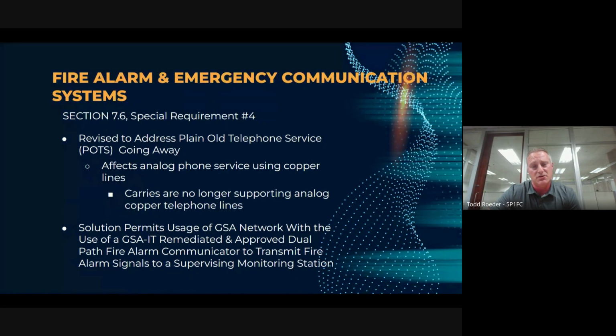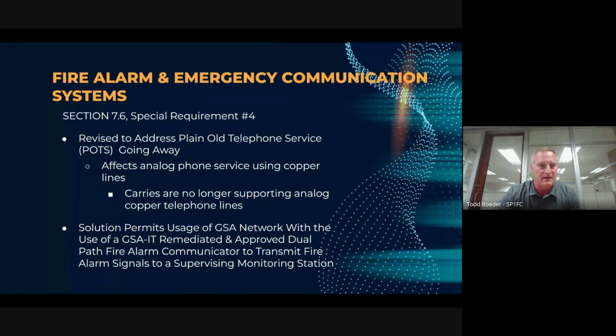One side note associated with the dual path communicator, currently the only equipment that is approved through GSA IT is a Bosch B465. That's been through a series of multitude of tests. It's my understanding other forms of communication are currently in review. However, at this point in time, there's no other unit approved other than the Bosch B465.